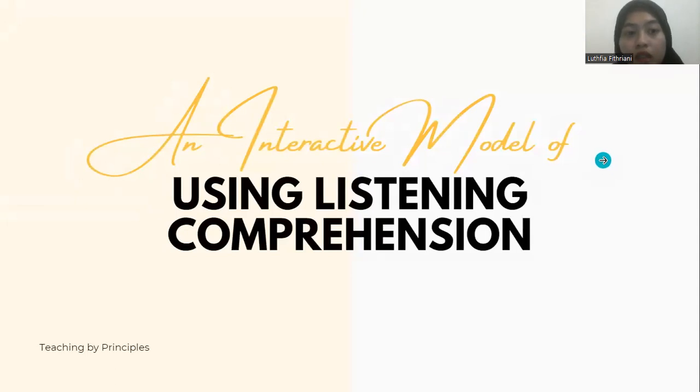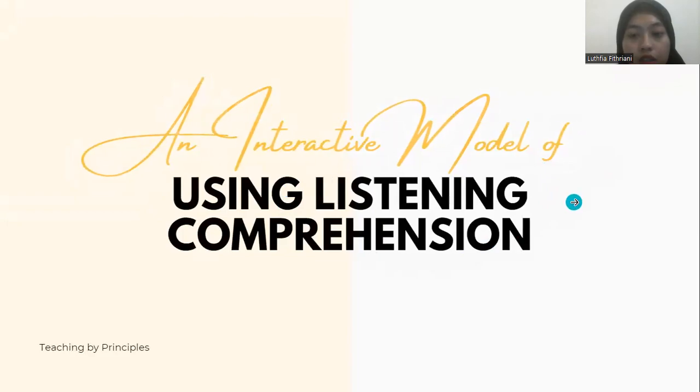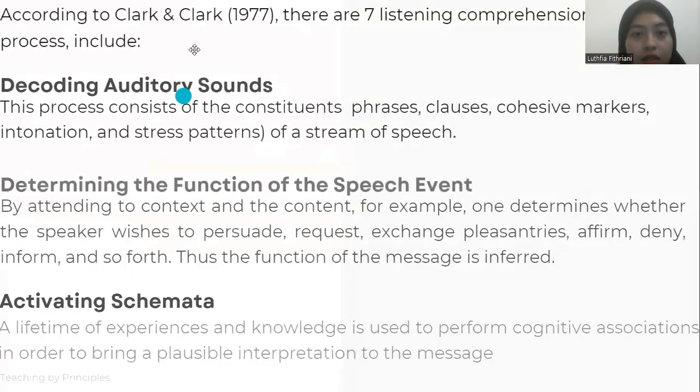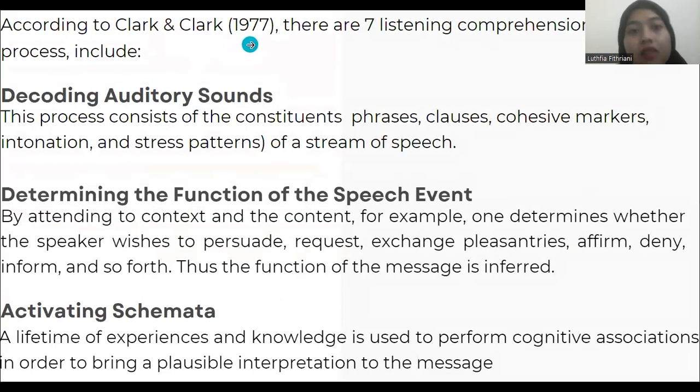Let's move to the second topic, an interactive model of listening comprehension. According to Clark and Clark 1977, there are seven types of listening comprehension process. So the process includes, first, decoding auditory sounds. This process consists of the constituent phrases, clauses, cohesive markers, intonation, and stress pattern of a stream of speech.